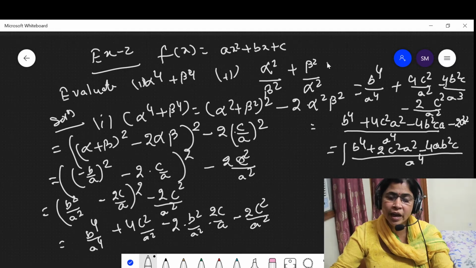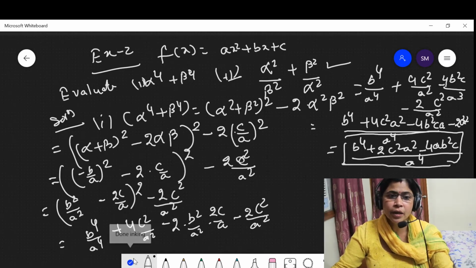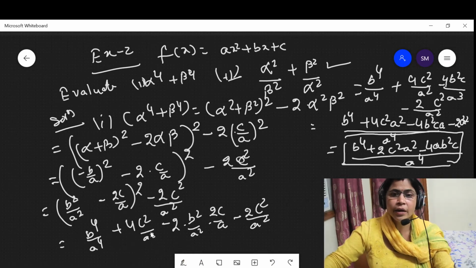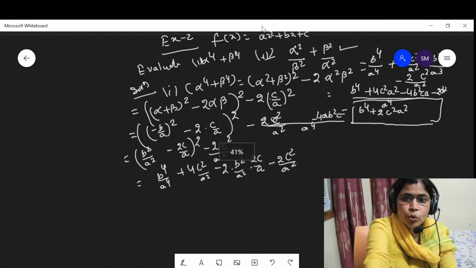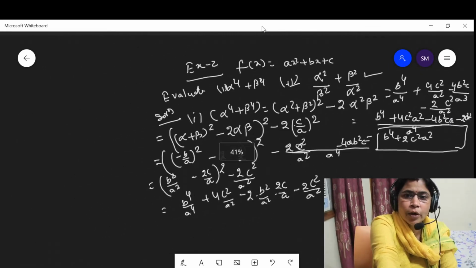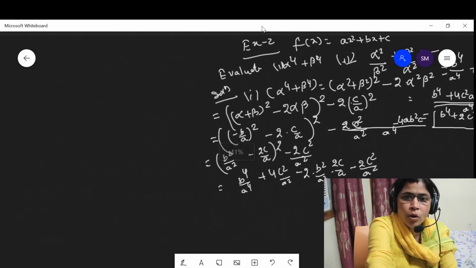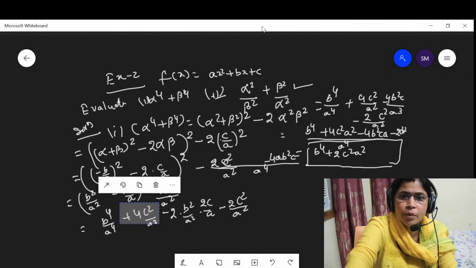Then next, in part 2 we have to derive the value of this. This is the value of alpha fourth plus beta fourth. Then students, keep it here and continue for part 2. Solve for 2. If I use the next page, it will be difficult for you to recall the value of alpha fourth plus beta fourth. That's why I have to keep it here.